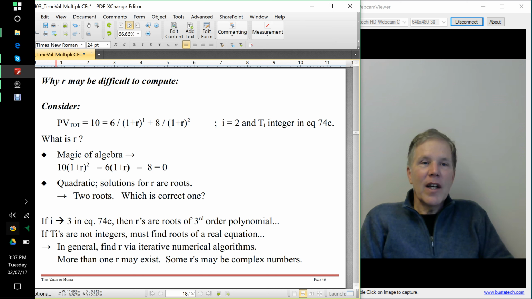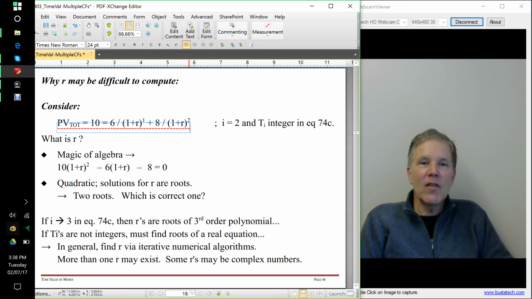Let's consider a case like this, where we know PV tote is equal to 10. And we also know our future cash flows and when they happen. So our first future cash flow is 6 and it happens in 1 year. So we would discount that back by 1 year to get everything to add up to 10 at t equals 0. And our second future cash flow happening in 2 years is 8, and so we would want to discount that back by 2 years with our compound annual interest rate R.